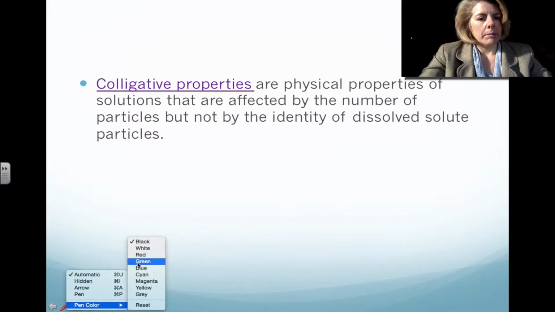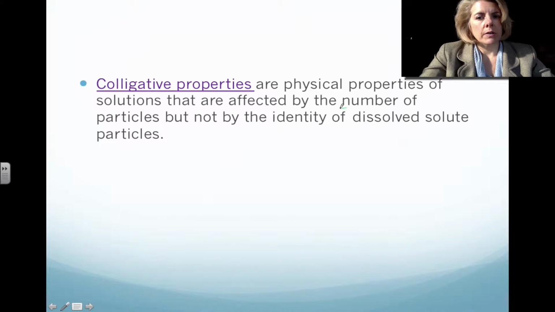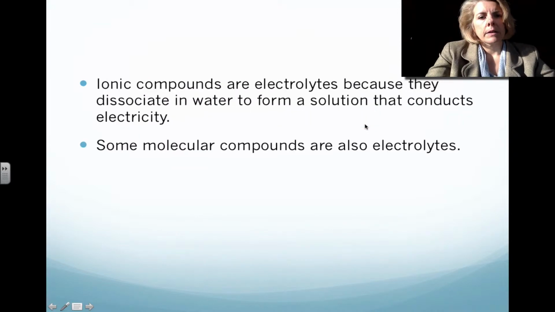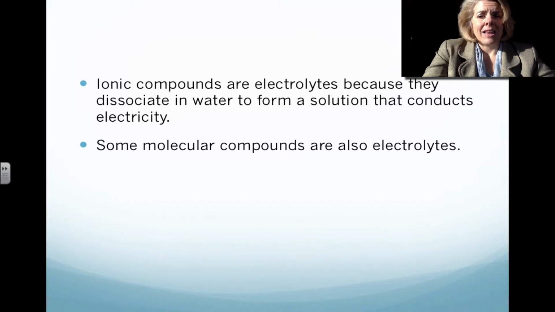So with colligative property, we're looking at how much is being dissolved, and in its dissolved state, it's actually affecting the property of the liquid. Ionic compounds, we know in the past, are electrolytes because they dissociate into ions and, as a result, conduct electricity. Just to let you know, there are some molecular compounds that can mimic this situation.